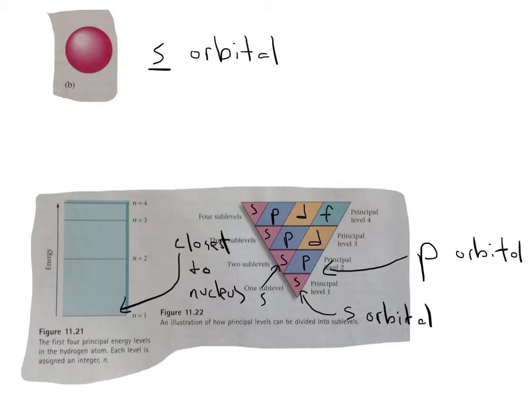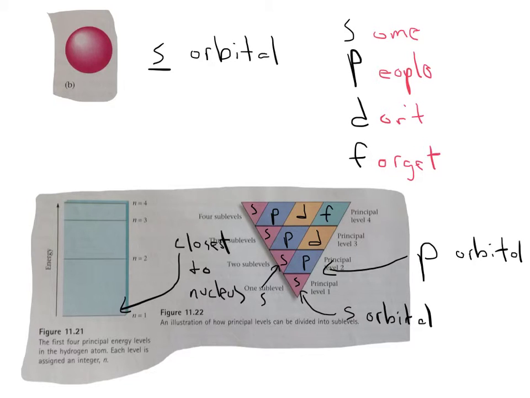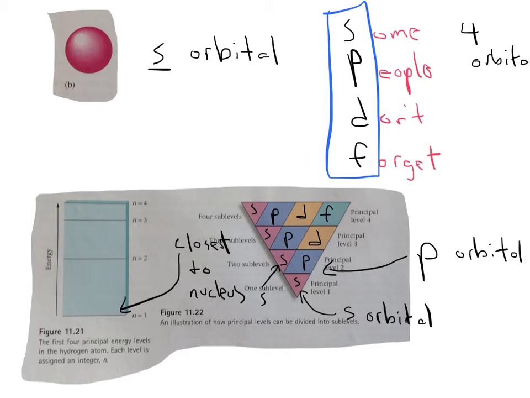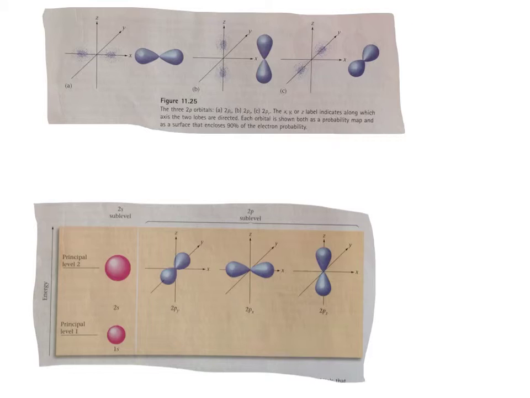I like to tell my kids to remember the orbitals. You can remember this saying: some people don't forget. And this is for orbitals. S, P, D, and F. So S, P, D, and F. And let's take a look in the next slide at what this looks like.